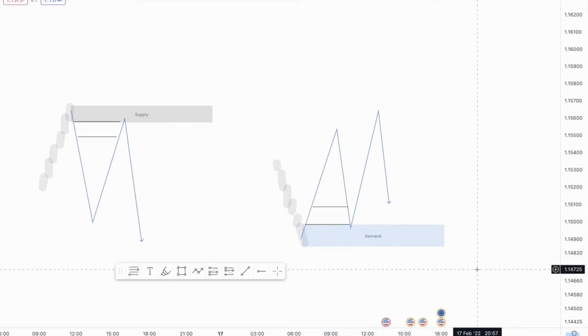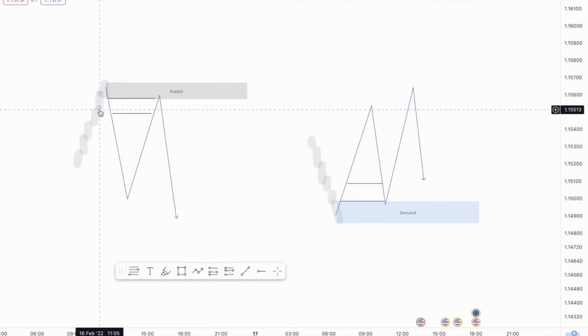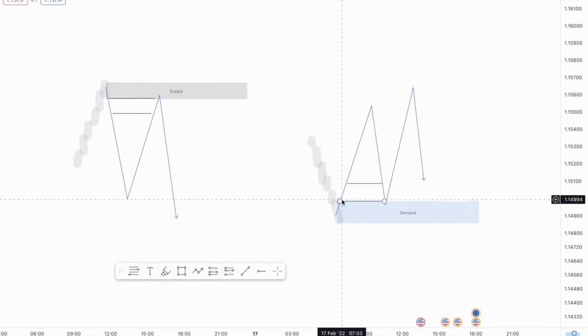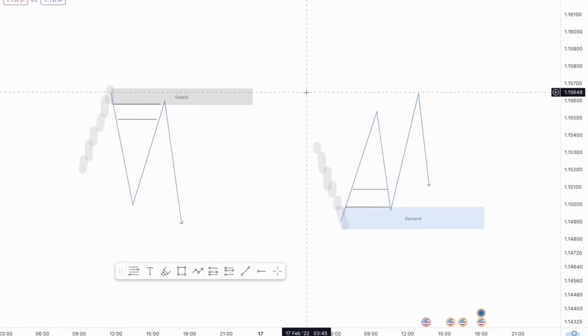There you go. So just to make that clear, on supply, you would mark the last up candle before the down move, okay? And on demand, you'd mark the last down candle before the up move. Now we're going to jump over to a candle chart. This will make it a lot easier, a lot more visible for you guys to see. And we'll just go out marking some supply zones and marking demand zones and marking a bit of inefficiency.